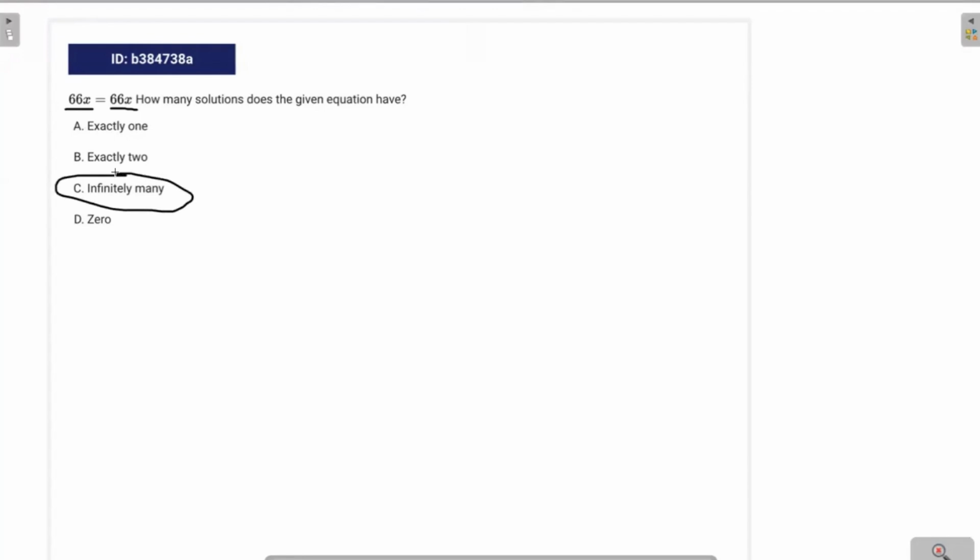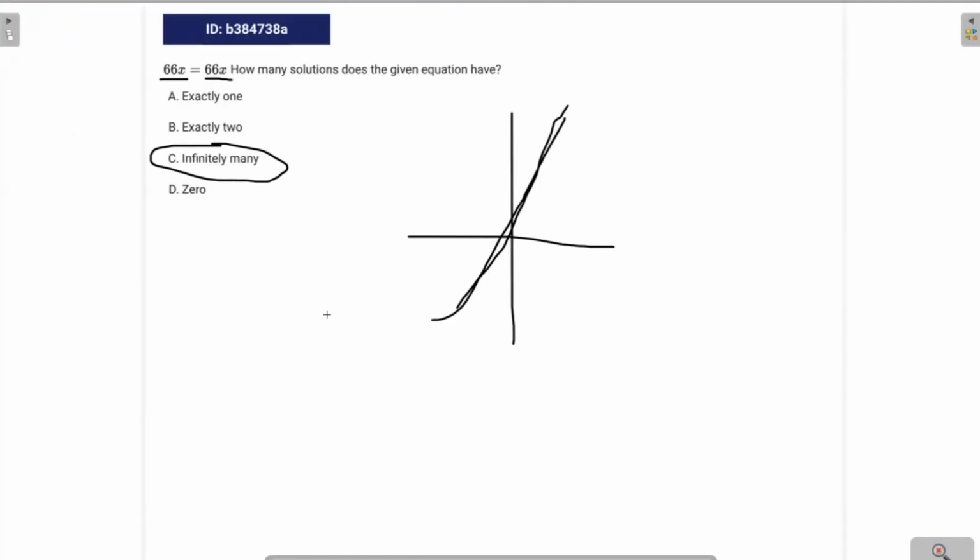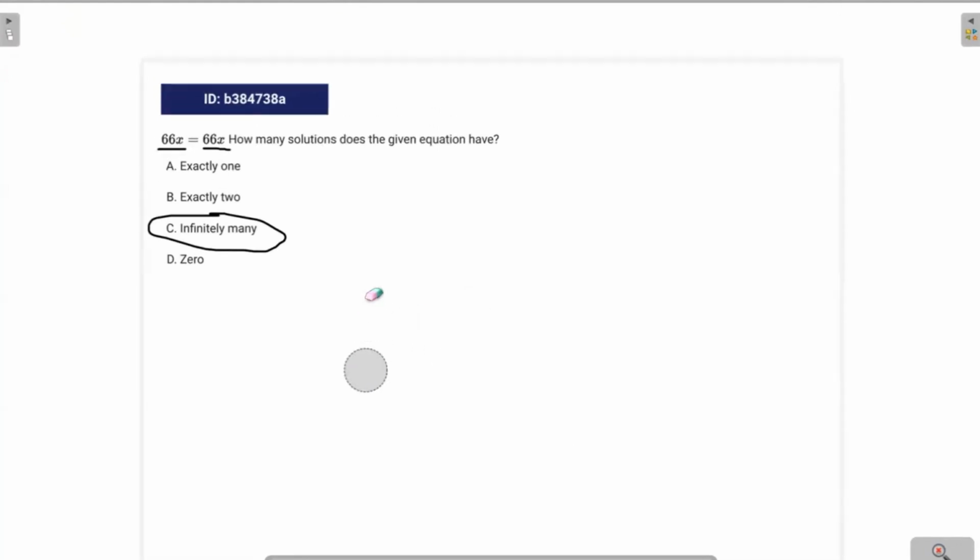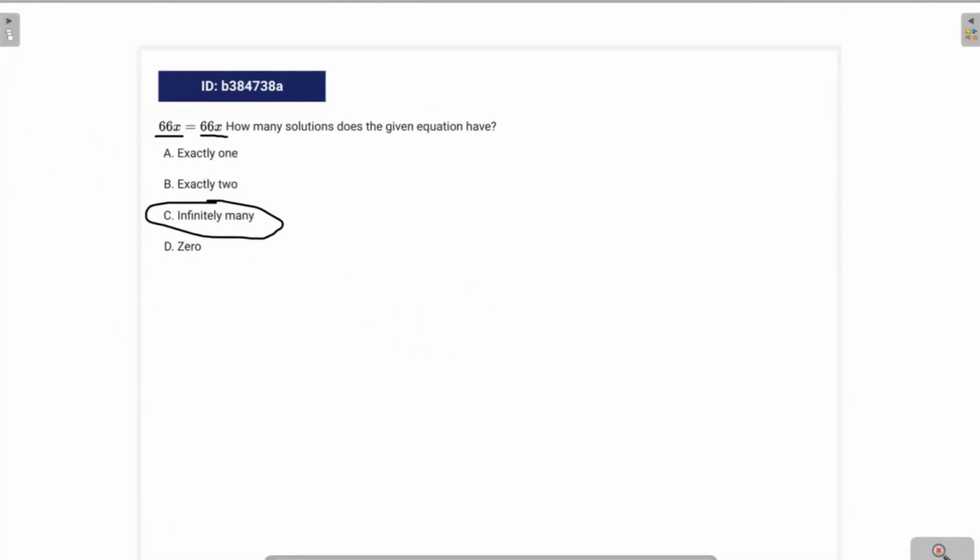And you can see this if you were to graph it on an XY graph. You'd see 66x going through the origin, and you have another one directly on top of it, which is how it's going to have infinitely many solutions. Some people don't understand, so here's how it works. When you're looking at this, you want to see how many solutions it has, and the number of solutions is basically how many times these two lines intersect.